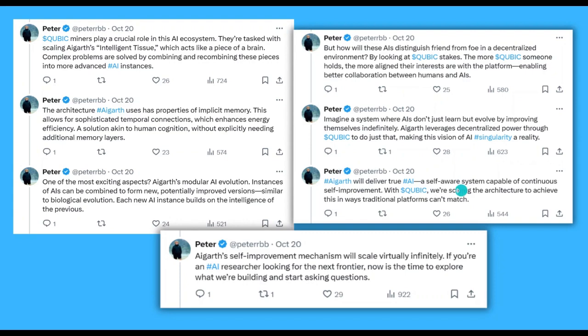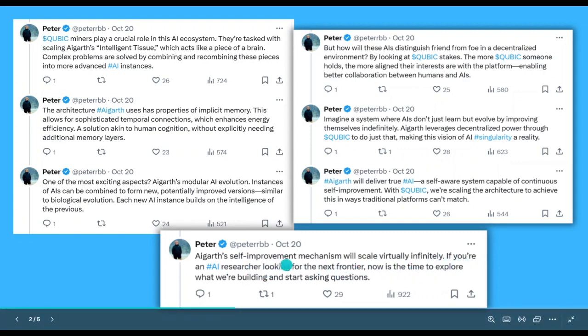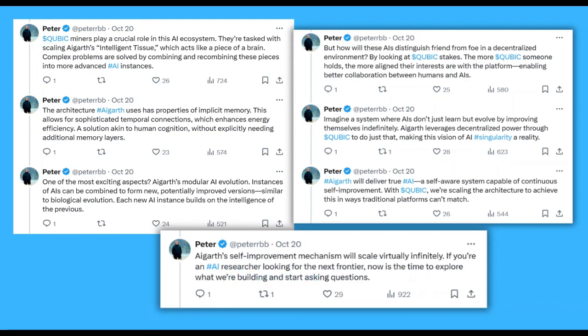Aigarth will deliver true AI, a self-aware system capable of continuous self-improvement. With Qubic, we're scaling the architecture to achieve this in ways traditional platforms can't match. And what they can't match, any of the big tech companies, is the hardware that Qubic can accumulate for free, just by paying people in Qubic that they're generating out of thin air. Aigarth's self-improvement mechanism will scale virtually infinitely. If you're an AI researcher looking for the next frontier, now is the time to explore what we're building and start asking questions. Of course, the first question that comes to mind is, is this all bullshit?